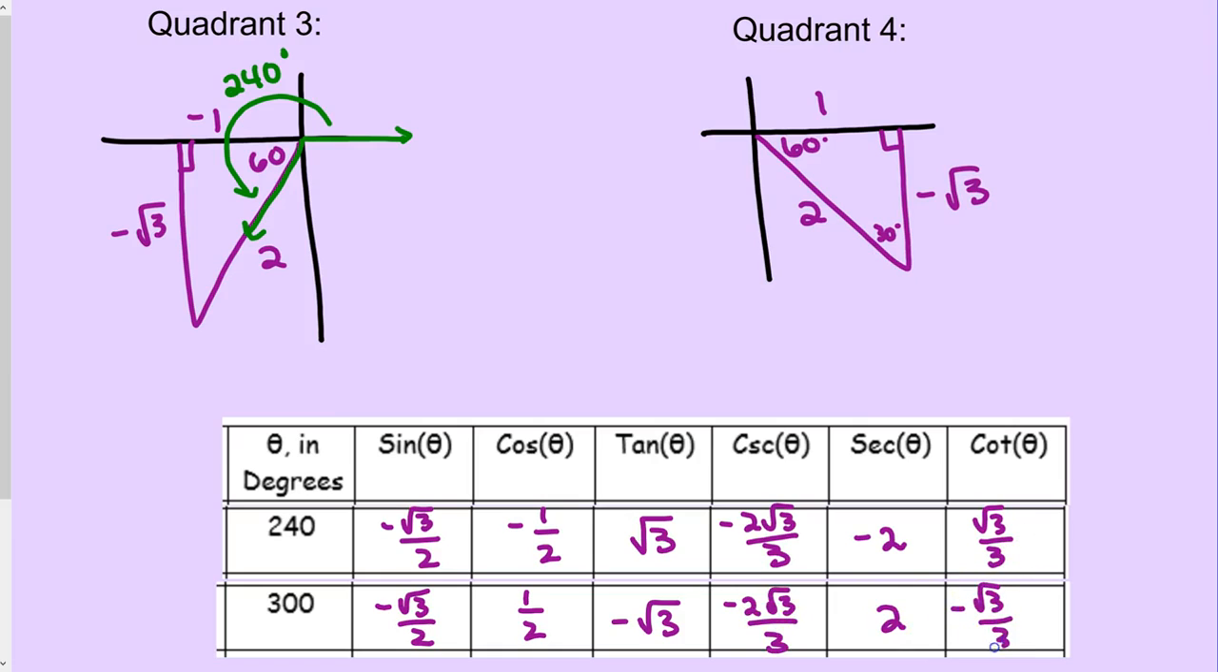Now, I'm getting these quickly because I'm looking up at what I had above and just making it positive or negative. But when you're doing these problems, you're not going to be looking at a chart of all of the different numbers that you've already figured out. So you'll just do it by drawing the picture, drawing the triangle, labeling it, and finding the one you need.